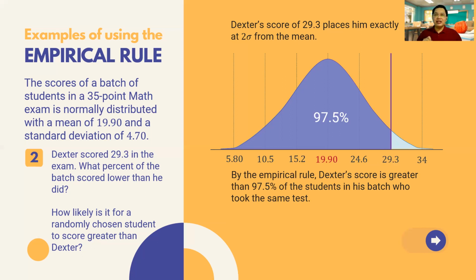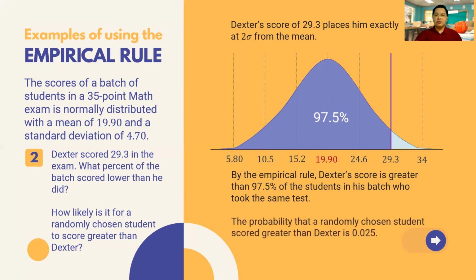The idea is, what is the probability that when we randomly choose someone from the batch, that student scored higher than Dexter? And because only 2.5% of the batch was able to score greater than Dexter, that means that probability is also 2.5% or 0.025. That 0.025 or 2.5% is represented by the area of the region to the right of Dexter's score of 29 points.